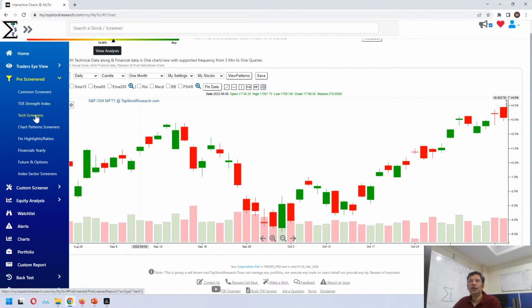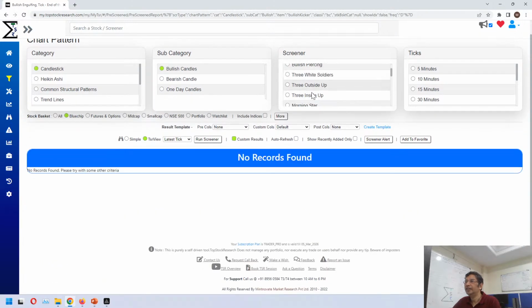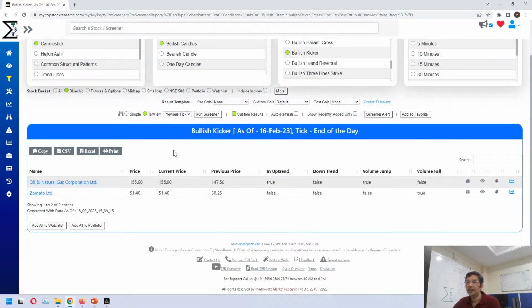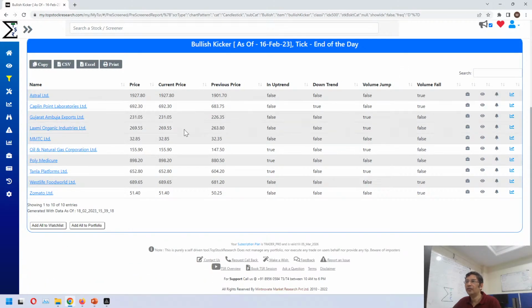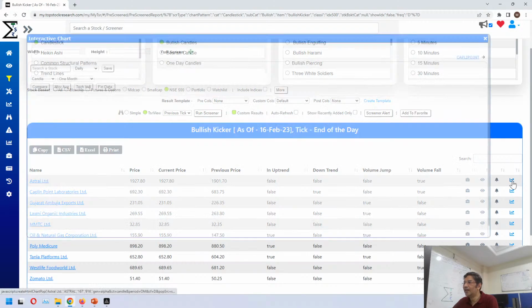Going in there, go to candlestick pattern, kicker, bullish kicker. Okay, there's no pattern out here on the daily. Let's go into the previous day. Okay, there's one. Let's look at NSE 500. There are quite a few kicker patterns, right? Which were formed yesterday. So let's look at them, right?